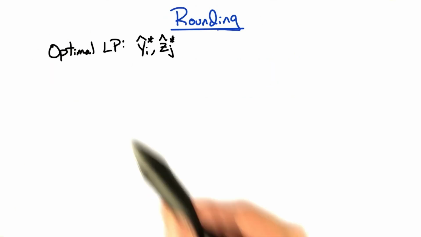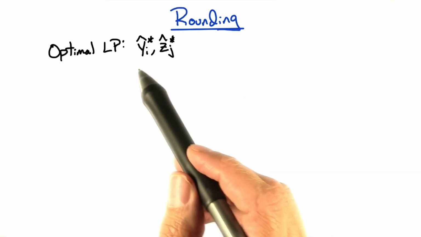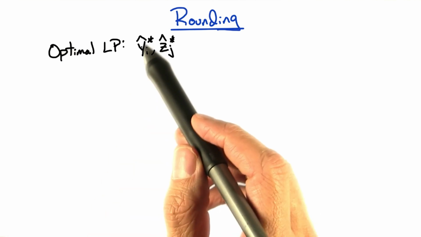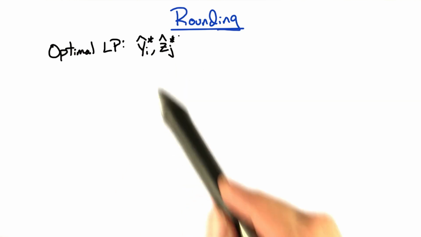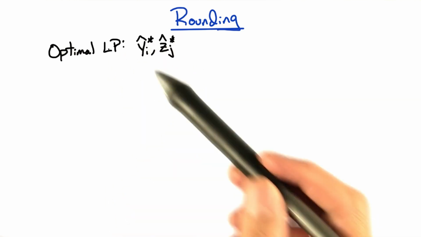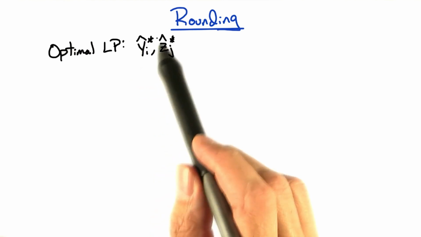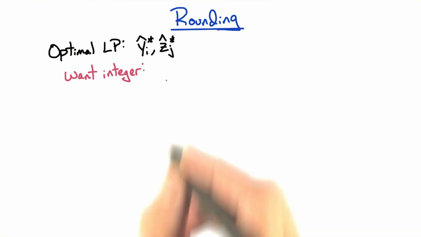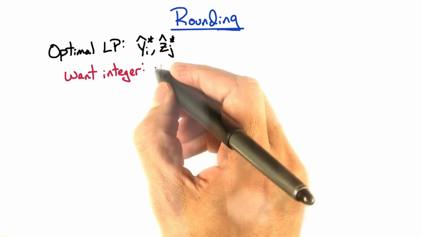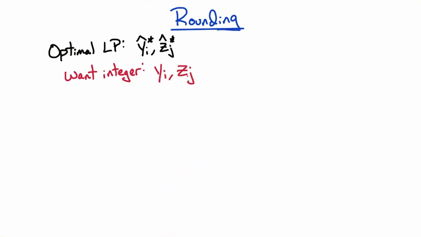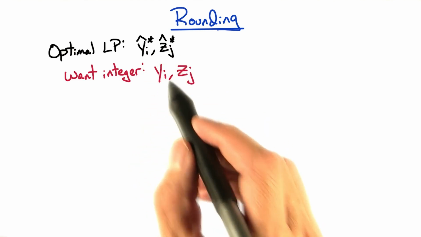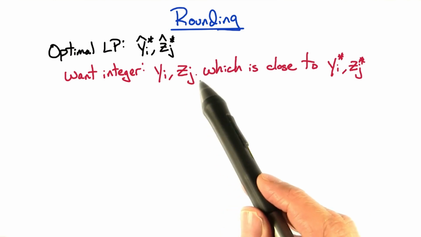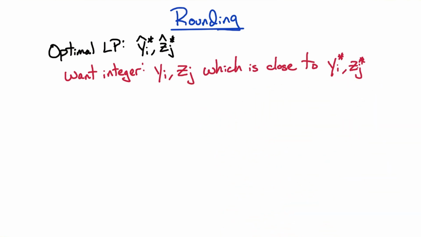So once again, we take this LP and we find the optimal point, and we denote the optimal point by this vector y hat star and z hat star. Hats correspond to LPs, so they might be fractional values. Without the hats, it corresponds to integer. So our goal is to find an integer point. We'll denote it by yi and zj. We drop the stars because it might not be optimal any longer. But we want this integer point that we find by rounding this point to be close to the optimal integer point.